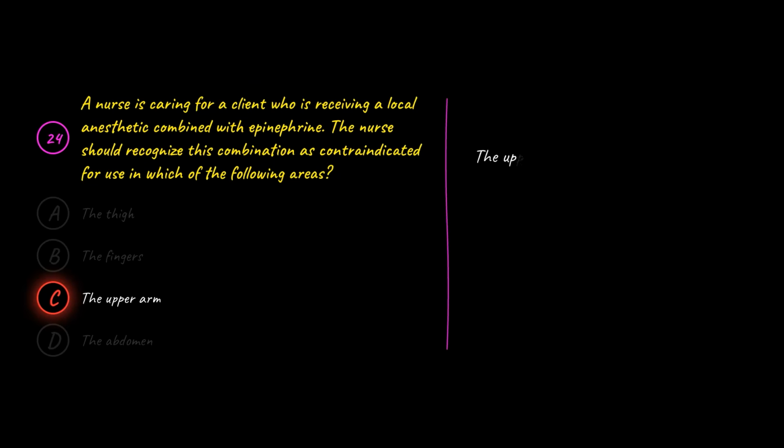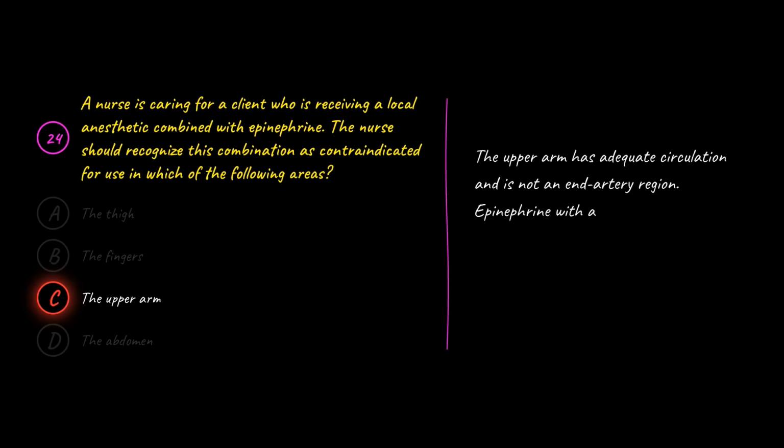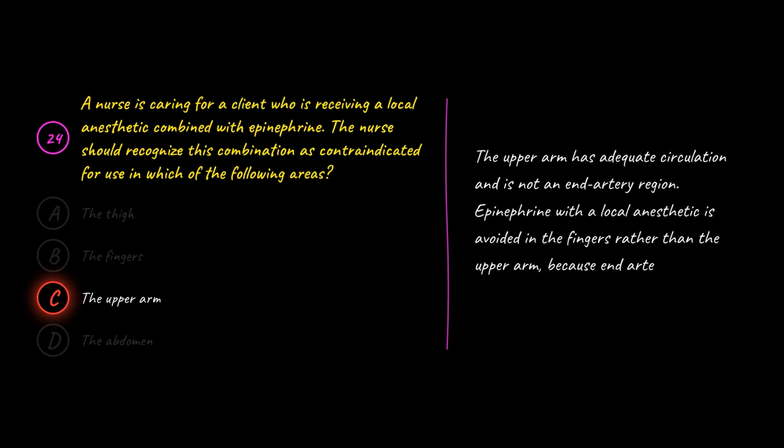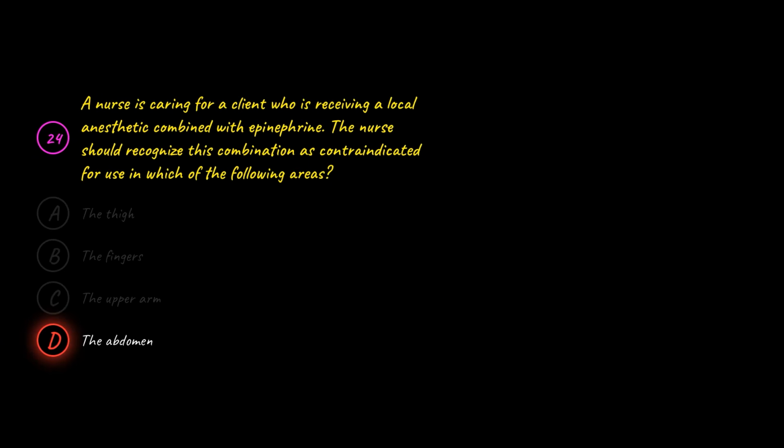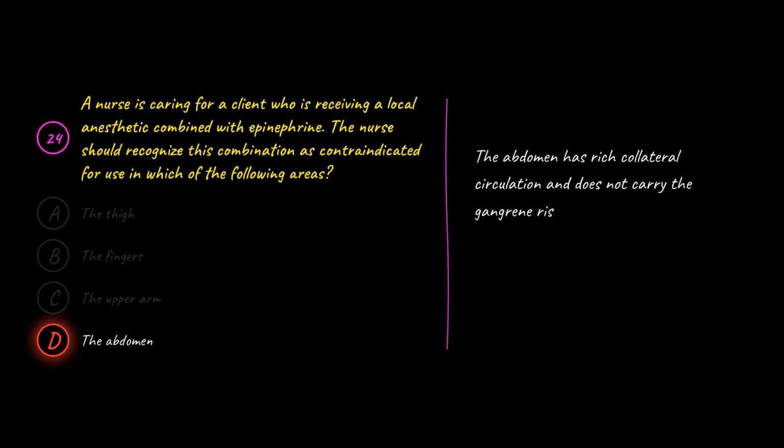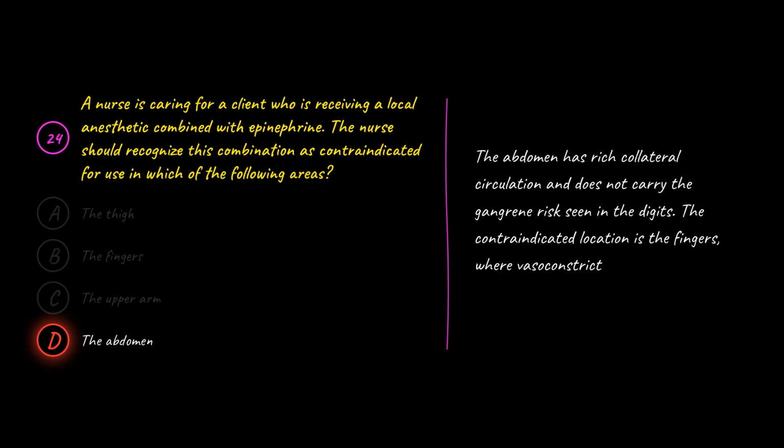C is wrong because the upper arm has adequate circulation and is not an end artery region. Epinephrine with a local anesthetic is avoided in the fingers rather than the upper arm, because end arteries supply the digits. D is wrong because the abdomen has rich collateral circulation and does not carry the gangrene risk seen in the digits. The contraindicated location is the fingers, where vasoconstriction could choke off the only blood supply.